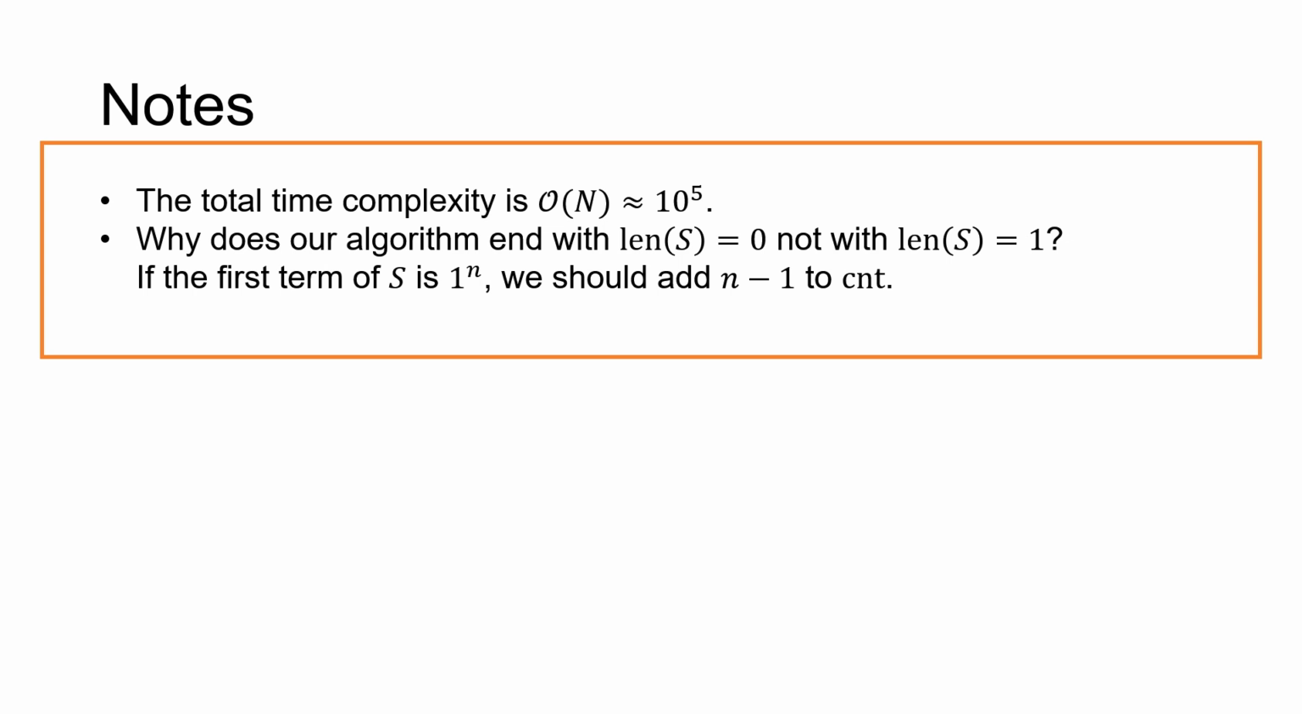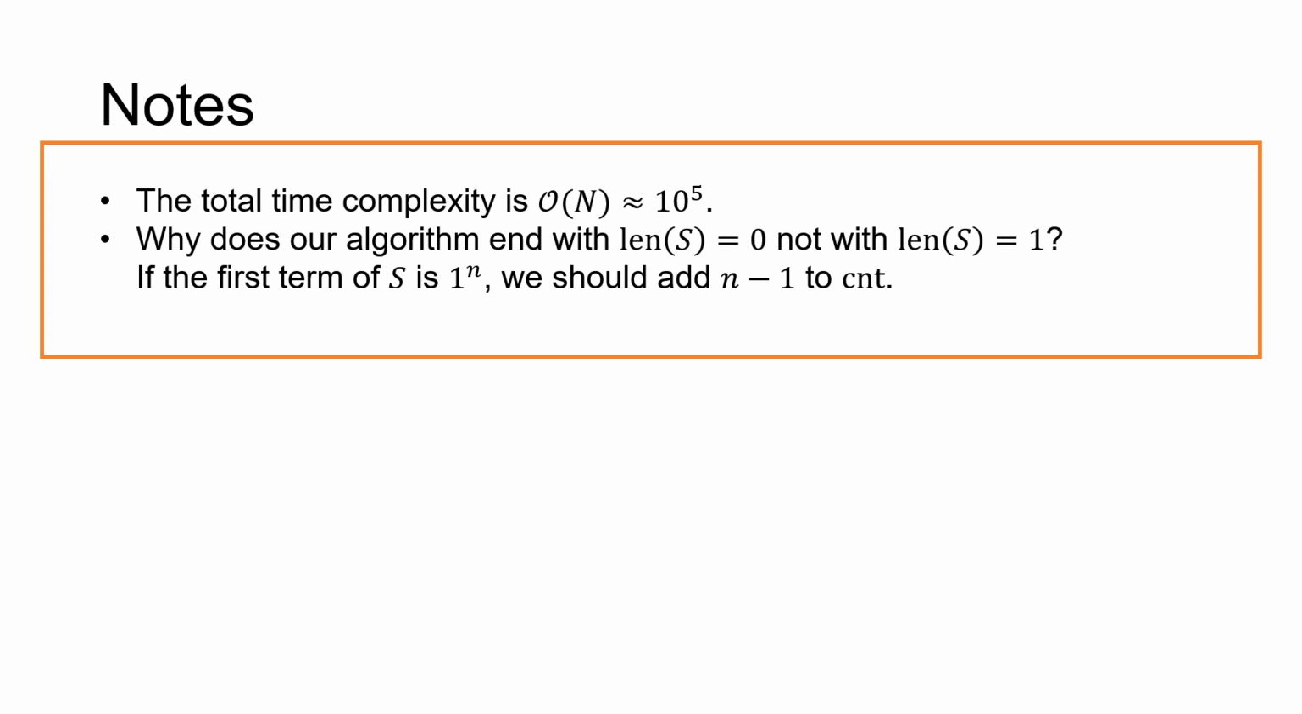Lastly, let's address a few additional points. Firstly, the overall time complexity of the algorithm is just O(n). This is due to the need to iterate through the string s both forward for run length encoding and backward to calculate the number of operations.